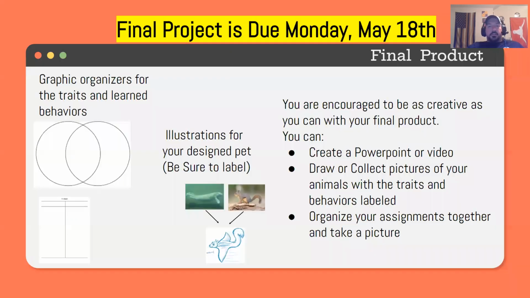just an example. Okay. Now, final project is due May 18th. Okay. Graphic organizers for the traits and learned behaviors you turned in. I'm so sorry. Illustrations for your student and pet. Make sure you label those illustrations. Need to be turned in. And you're encouraged to be as creative as you can with your final product.